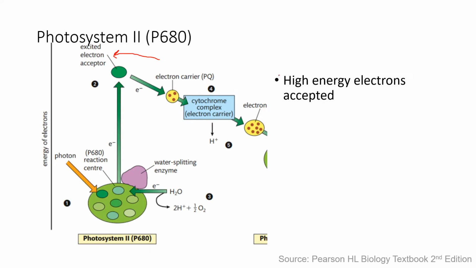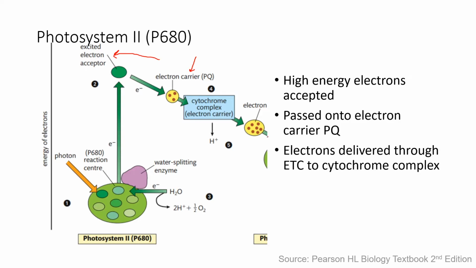Now this electron acceptor passes the electrons onto an electron carrier known as PQ. This causes the electrons to be delivered through an electron transport chain. So I just abbreviated it here. An electron transport chain to the cytochrome complex, this electron carrier.